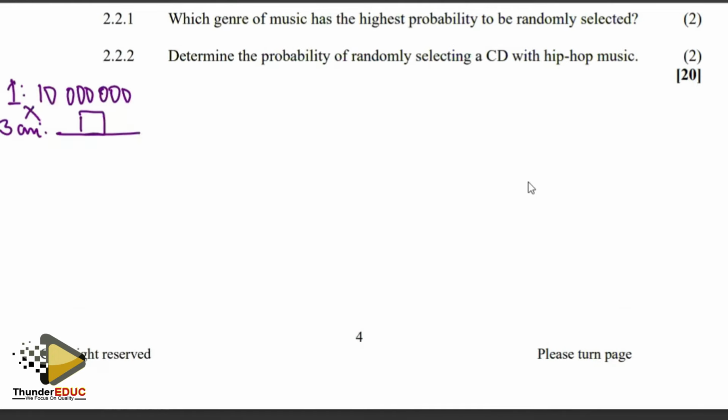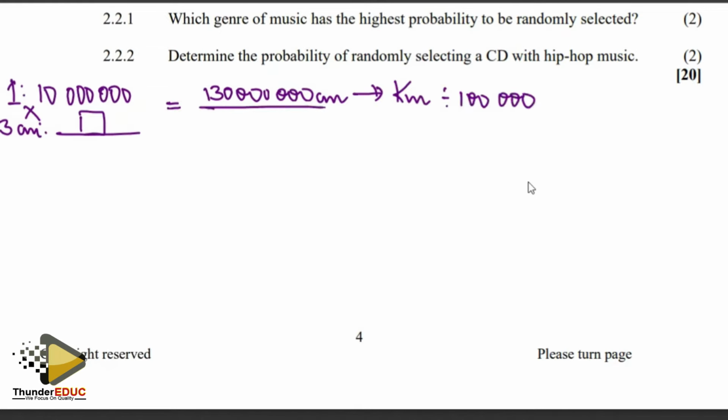So we cross multiply, that means 13 centimeters on the map are representing 130 million centimeters in real life. So we need to change this to kilometers, whereby we need to divide by 100,000. We shall divide by 100,000, and we end up having 1,300 kilometers.